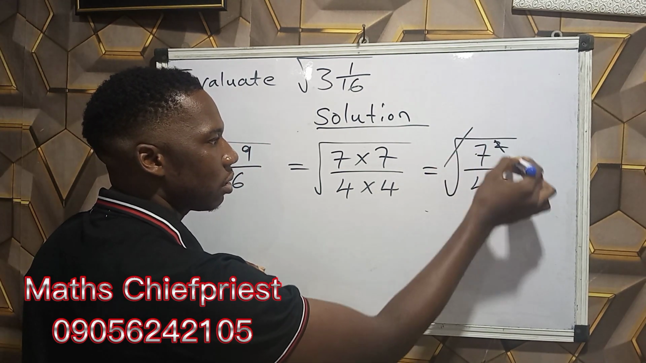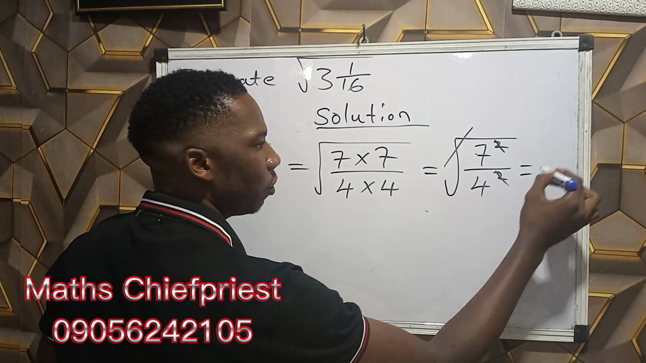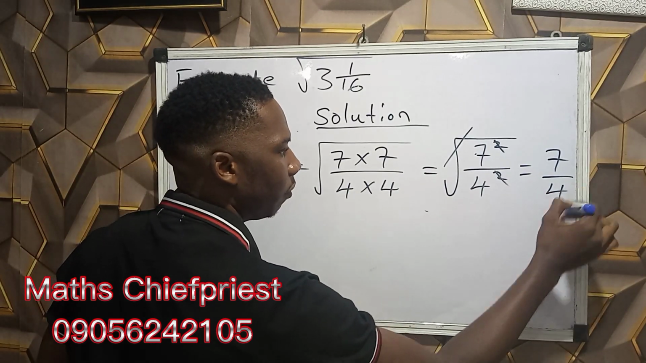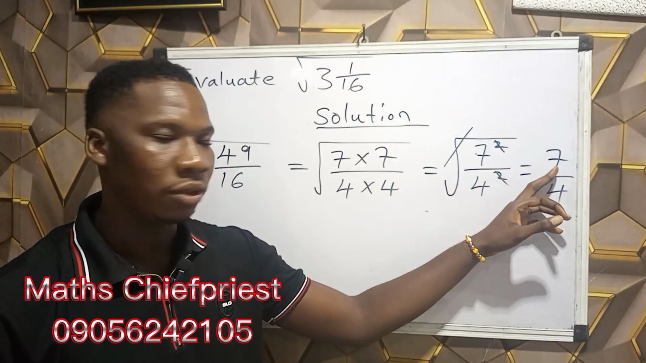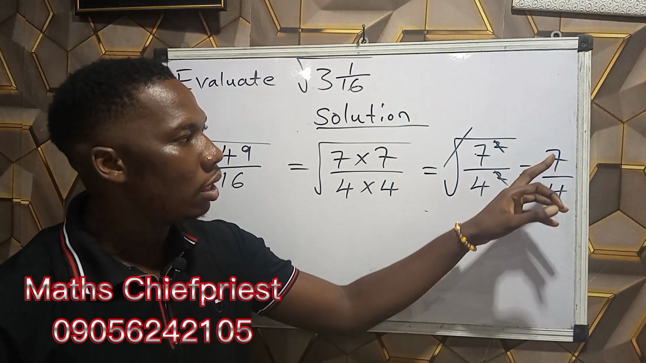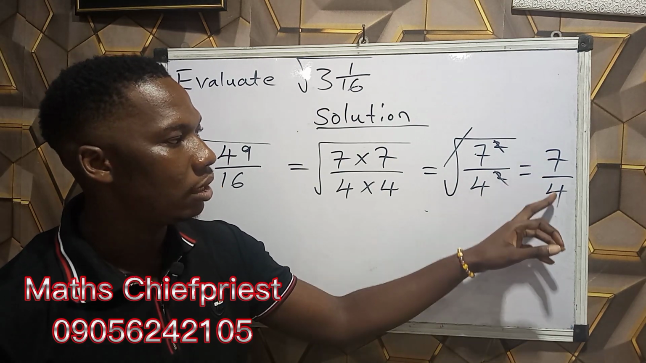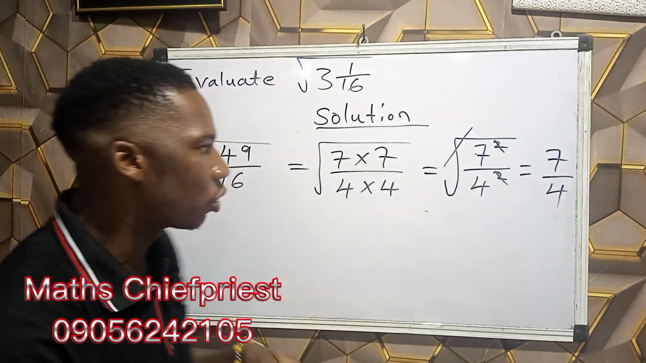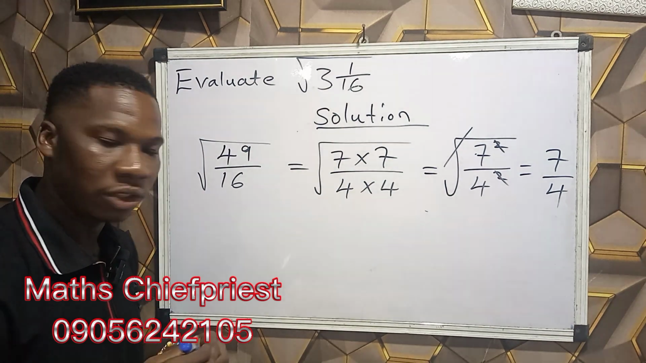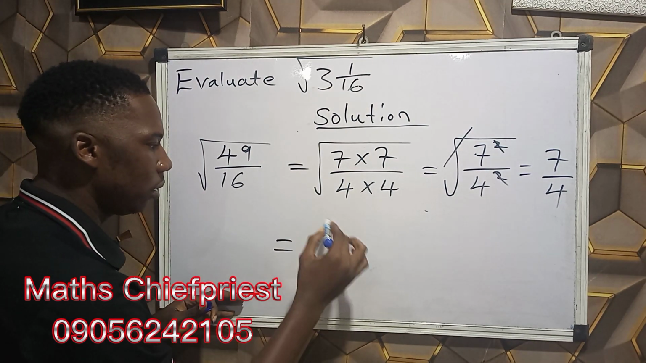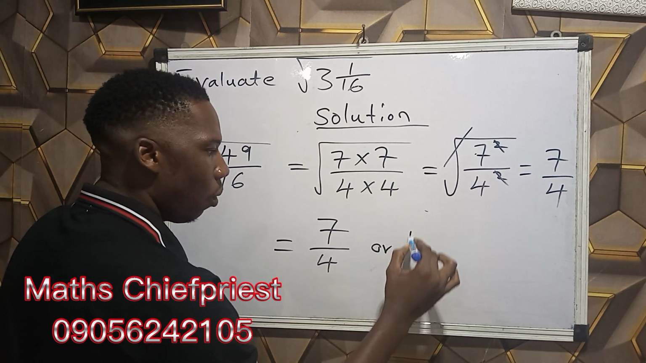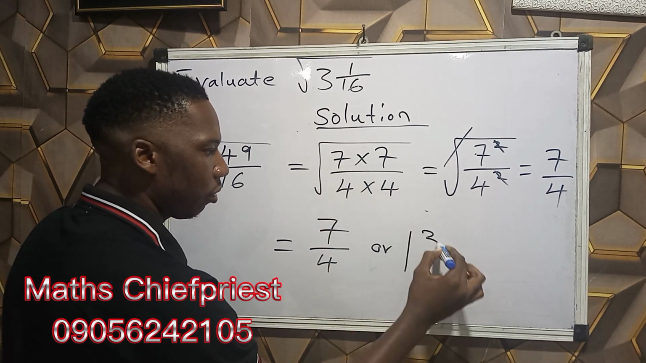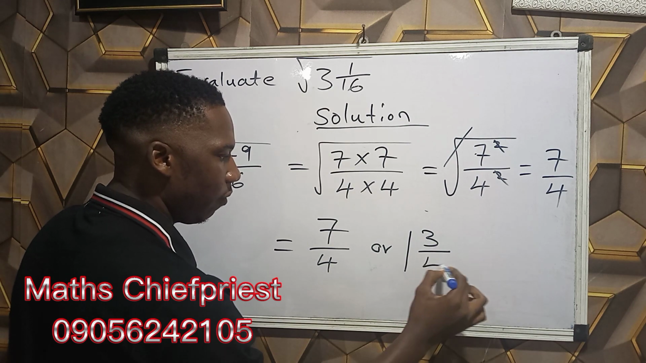The square root cancels the squares. We're now left with 7 over 4. This is an improper fraction. Why is it an improper fraction? The numerator is greater than the denominator. So we change it to what? Mixed fraction. So which is equal to 7 over 4, or 1 whole number 3 over 4.